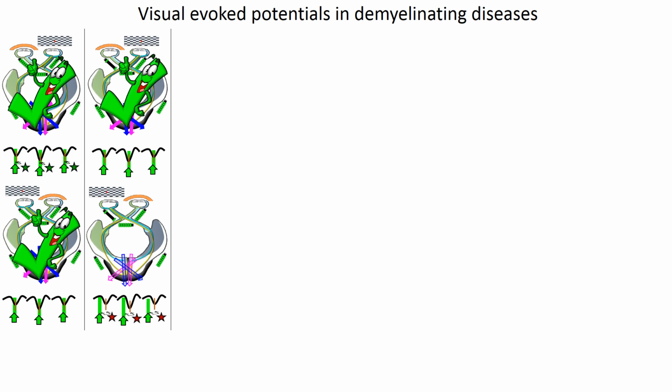In this frame I have added dark red stars. Notice that the double-headed arrows are far apart from each other to indicate significant delay in the parasagittals. So the left eye pattern reversal visual evoked potential is abnormal.